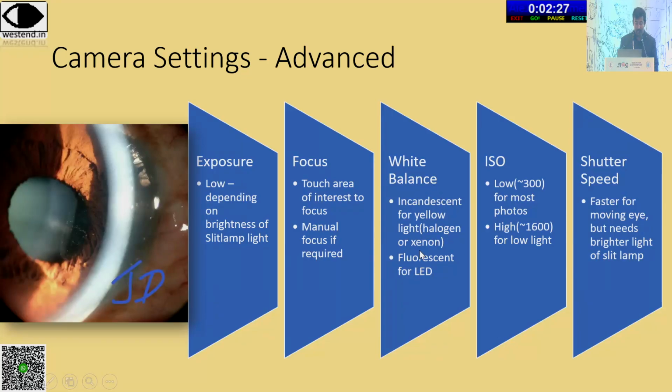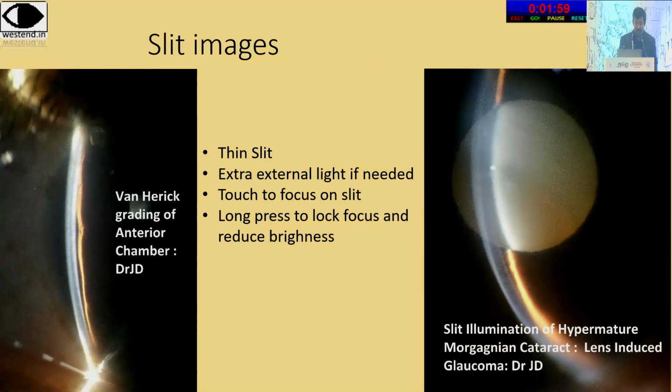White balance, usually automatic works fine. If it does not, if it's white light, you adjust to incandescent. Yellow light, you adjust to halogen. ISO low for most photos, but if it's very low light, you can adjust it a little high, but you get more grain. So quality reduces, but you get better, brighter pictures. Faster shutter speed is better. So you try to get the best of these, adjusting all these.